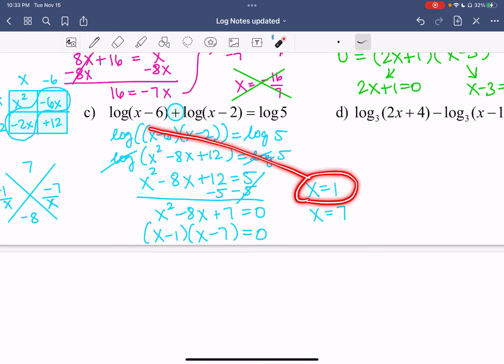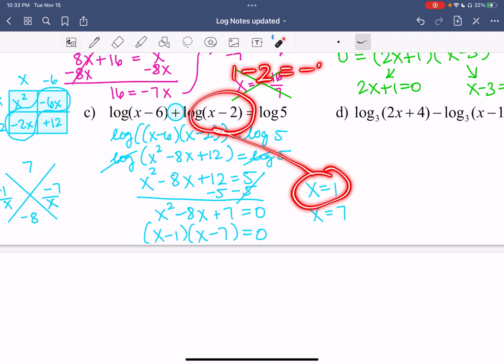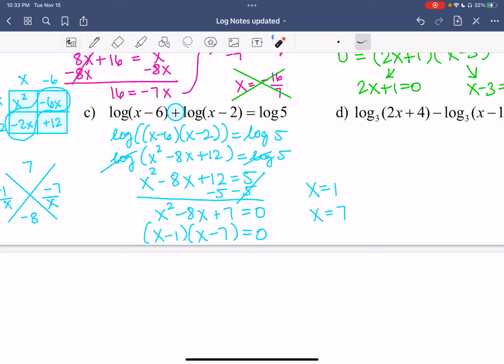So let's start with 1. 1 minus 6 is negative 5, so that does not work. Let's try the 1 in here. 1 minus 2 is negative 1. Okay, so this one gives you negative 5. This one gives you negative 1. You cannot have a negative argument, so x equals 1 is not a solution.